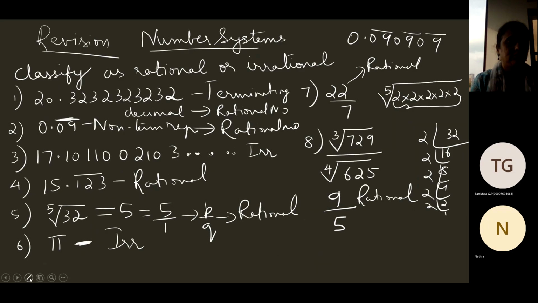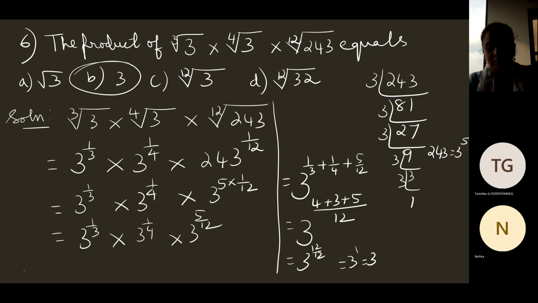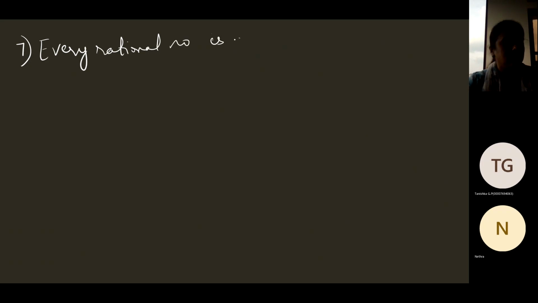Next one. Every rational number is a real number. Is this correct? Every rational number is a real number.